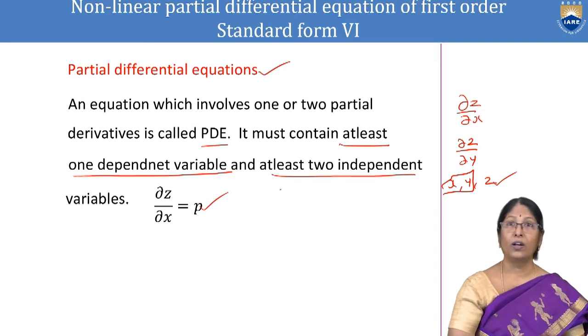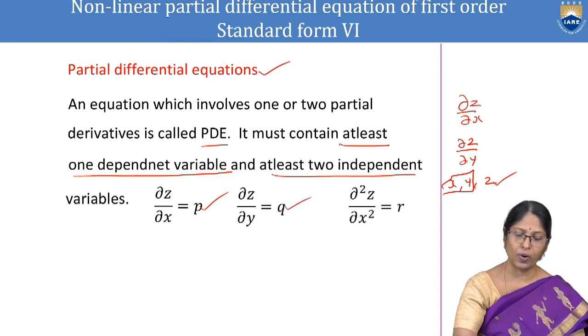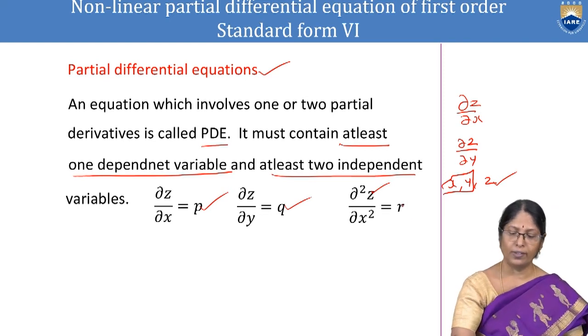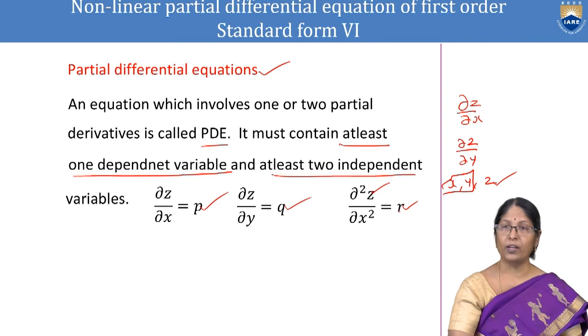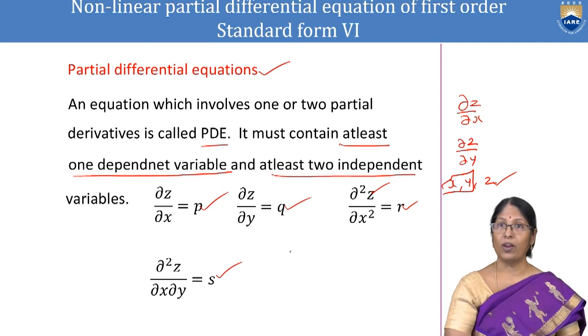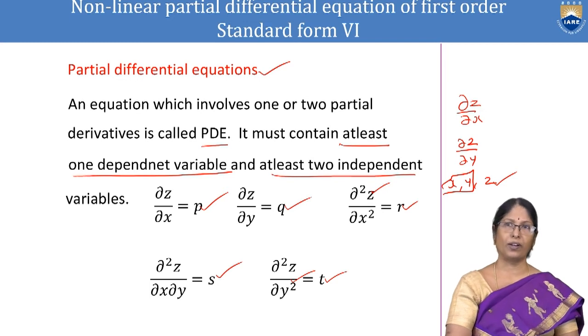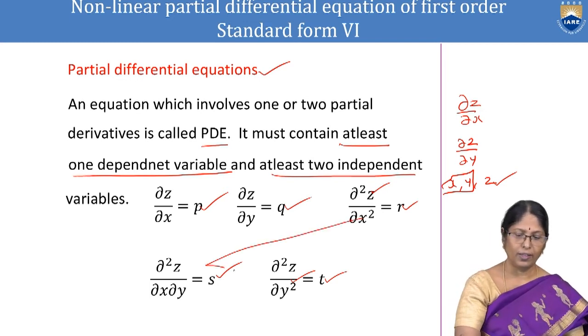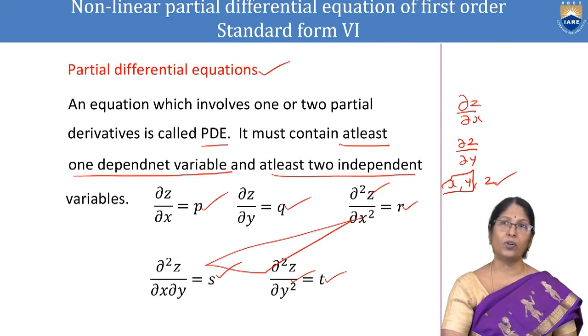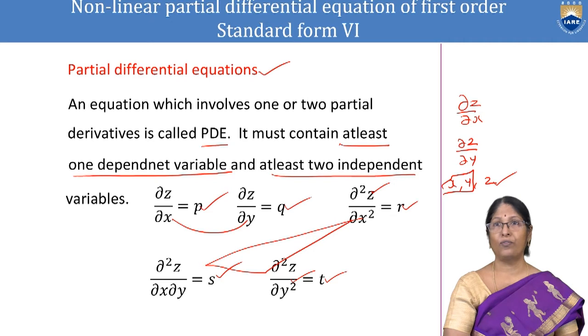The notations are: dou z by dou x is denoted by p. Dou z by dou y is denoted by q. Dou square z by dou x square is represented as r. Dou square z by dou x dou y is small s. Dou square z by dou y square is represented as t. That is, these three are second order, where we have to do the differentiation two times, whereas for these two we have to differentiate only one time, that is first order.